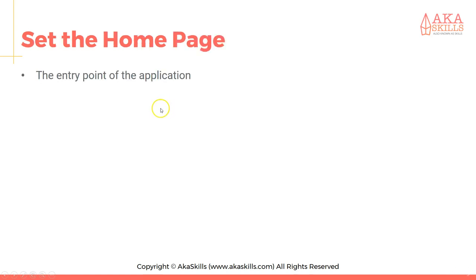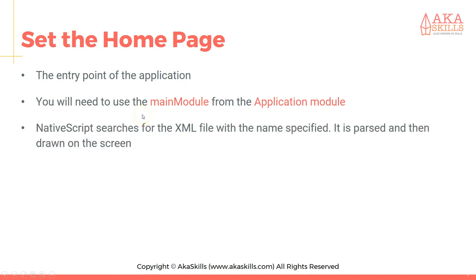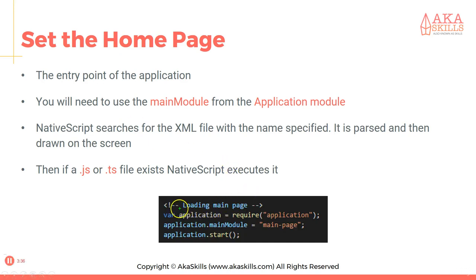How can I set the home page? Well, this is basically the entry point of the application, and you need to use the main module from the application module. NativeScript searches for the XML file with the name specified, and it is parsed and then drawn on the screen. Then if a .js or .ts file exists, NativeScript executes it. So I'm saying var application equals require application. And then I'm setting that application.mainModule is equal to main-page. Then I'm saying application.start, and from this moment the main page that I created previously will be my home page inside the application.